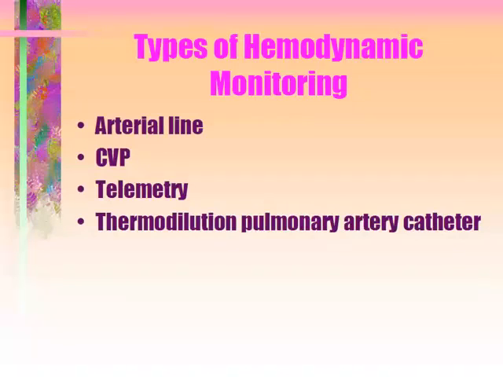There are different types of hemodynamic monitoring. You can have an arterial line to assess continuous arterial blood pressure in order to obtain blood samples. You've got a CVP, which is central venous pressure, which measures the pressure in the superior vena cava or the right atrium and addresses fluid status. You've got your telemetry monitoring, which is one lead or maybe two leads of a 12-lead ECG. And you've got your thermodilution pulmonary artery catheter, which again measures cardiac output and hydration, and we'll talk more about all of these.